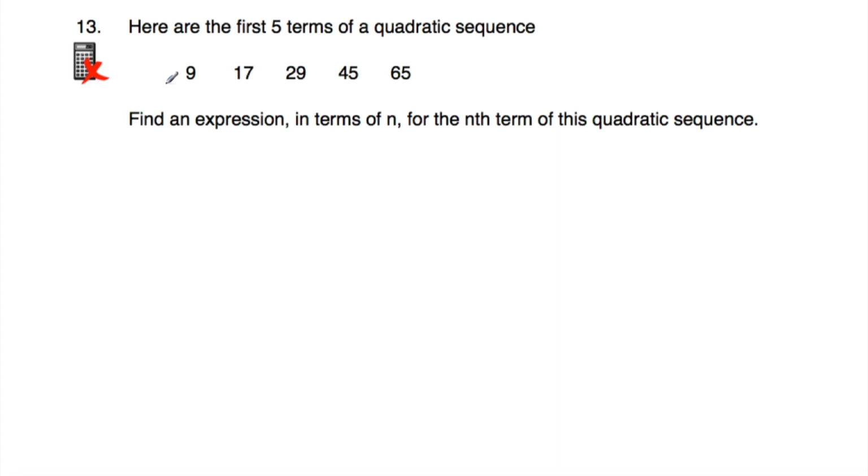So question number 13, we've been given a quadratic sequence and we've been asked to find the nth term of that quadratic sequence. So let's write down the sequence 9, 17, 29, 45 and 65. And if we write down the first differences, they will be 8, then we've got 12, and then we've got 16, and finally we've got 20. So we're adding 8, adding 12, adding 16, and adding 20.